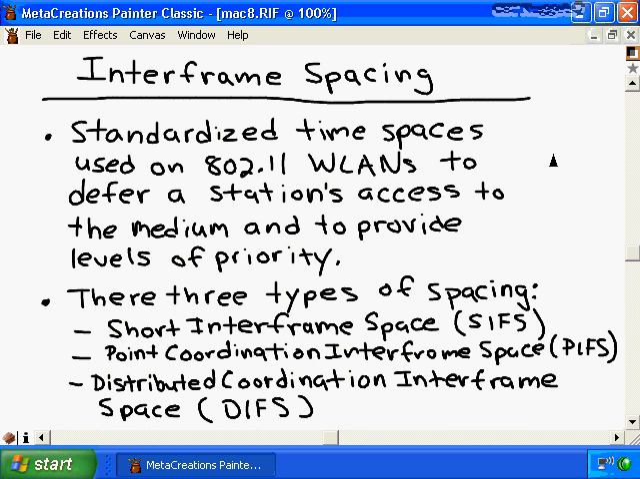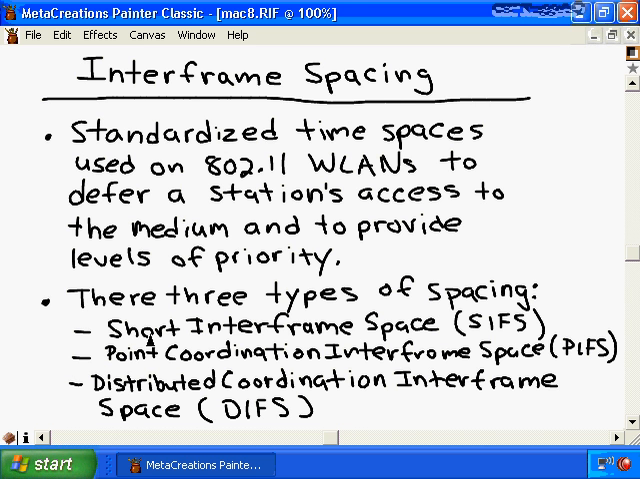So first off, what is interframe spacing? Well, it's a standardized amount of time in the 802.11 specifications that wireless LANs use to either defer a station's access to the medium, meaning the wireless network, and to provide different levels of priority to the wireless network. And there are 3 different types of interframe spacing on wireless LANs that comply with the 802.11 wireless LAN specifications.